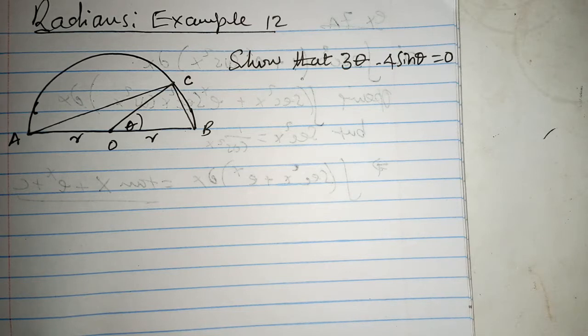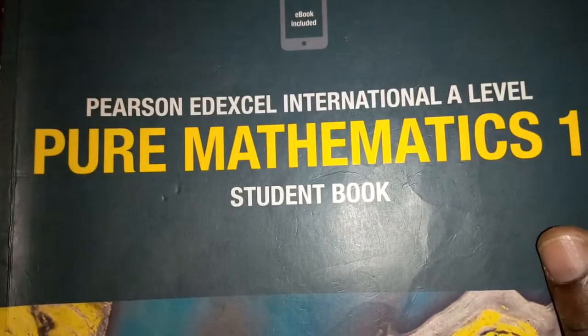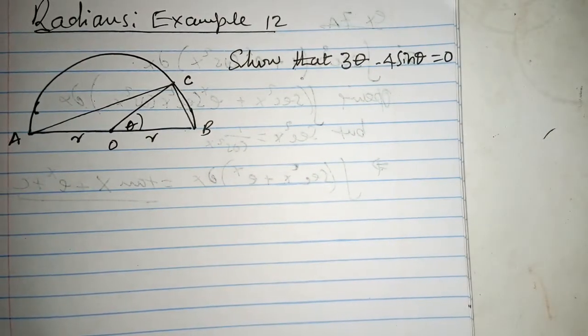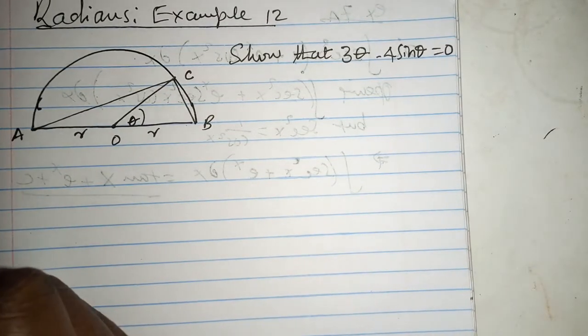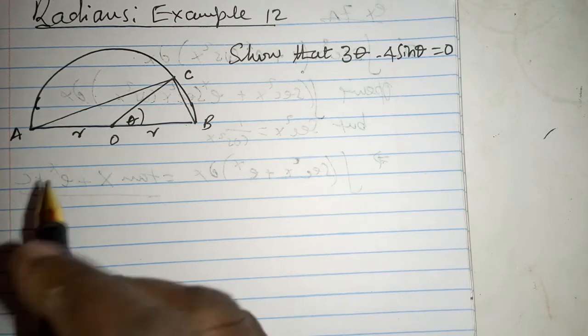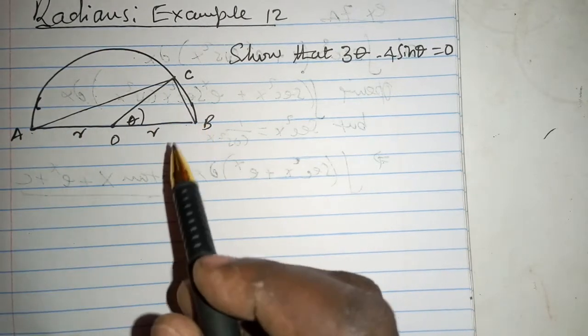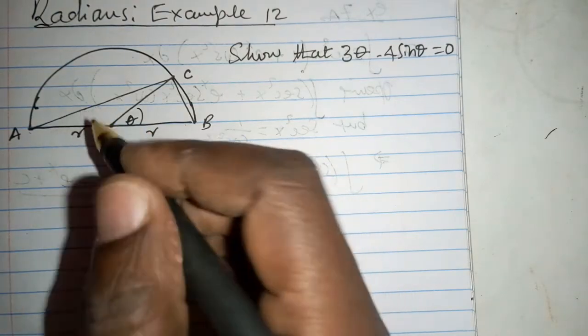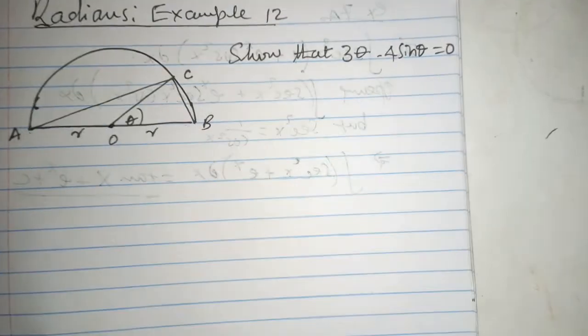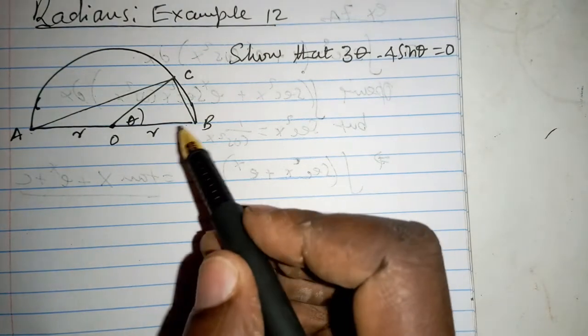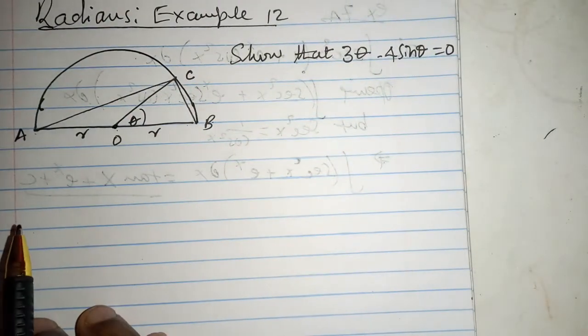And today I want to conclude topic number 7 of Pure Mathematics 1 with example 12, which is on page 142. It's telling us in the diagram, AB is the diameter of a circle of radius r. And if it is the diameter, then it must be passing through the center. So O is the center of the circle, and angle BOC is theta radians.